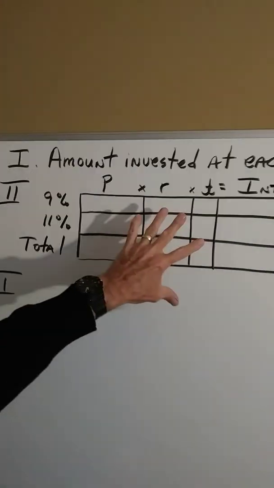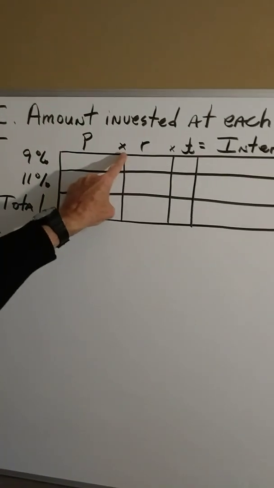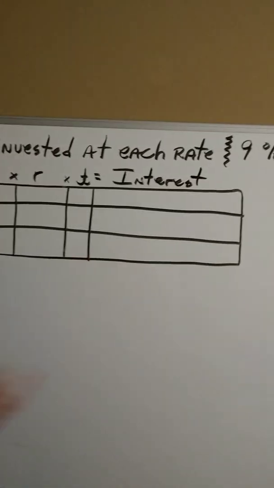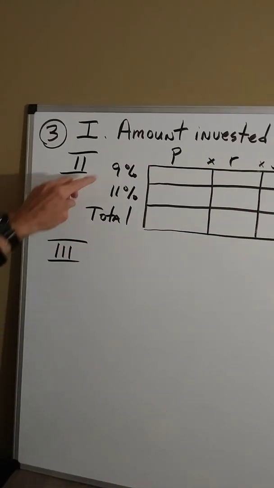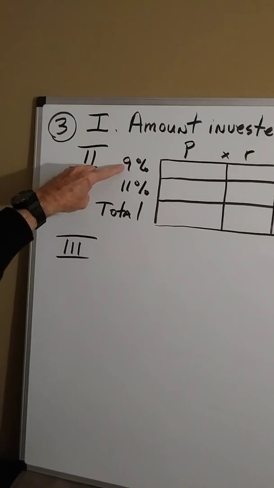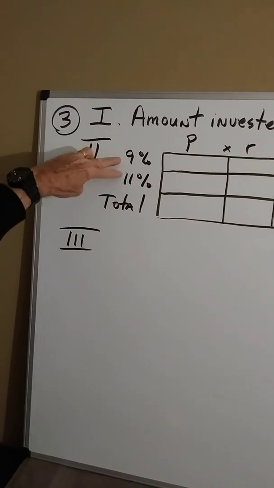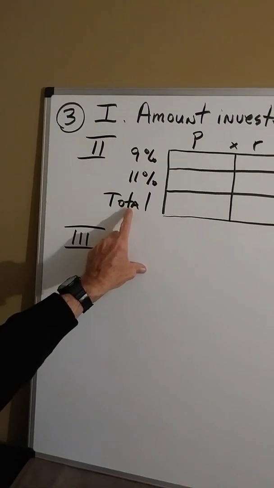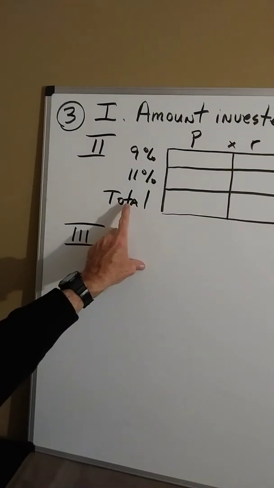The column, you're aware of it. Principal times rate times time, interest. The title of the rows. One of the accounts, 9%. The second account, 11. They can be interchanged. Look at the word on the bottom row. Just like roses and carnations, just like Superman. Total.